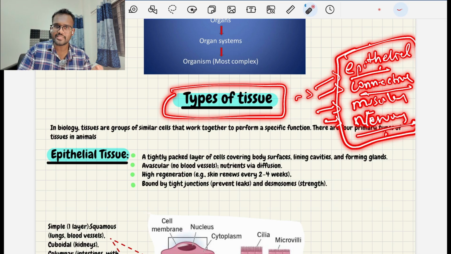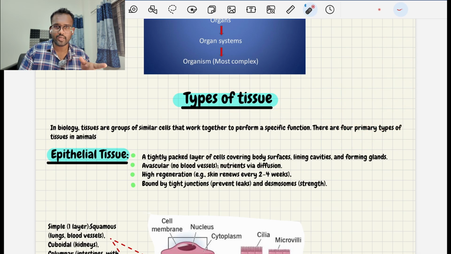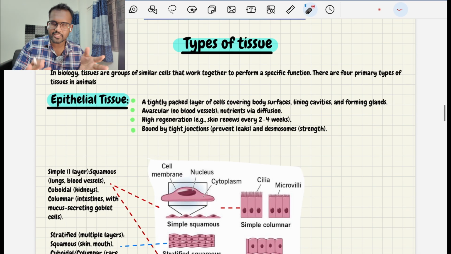And muscles, we have smooth muscles, striated muscles, and cardiac muscles. In nervous system, we have neurons. Okay, we'll discuss each one in detail. So first we'll discuss about the epithelial tissue.